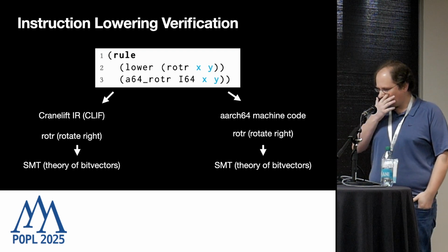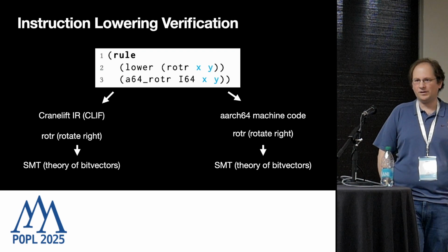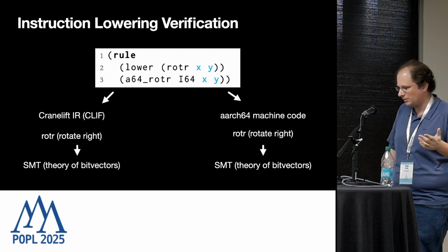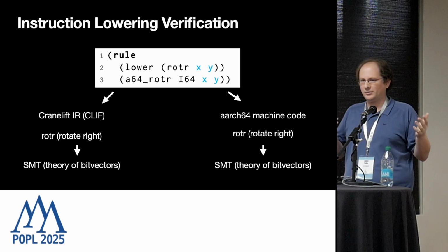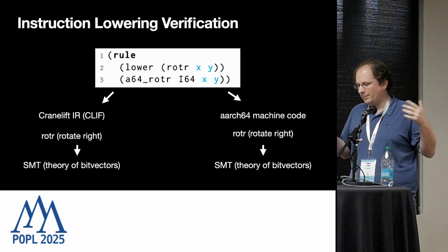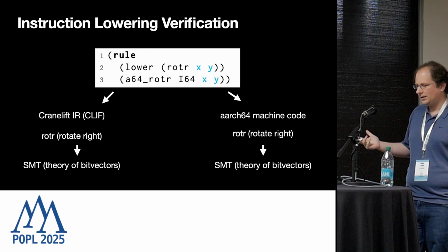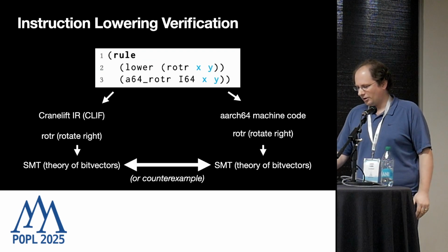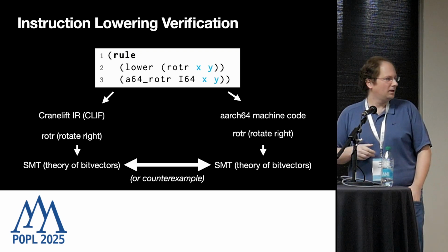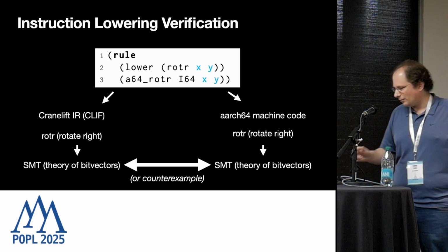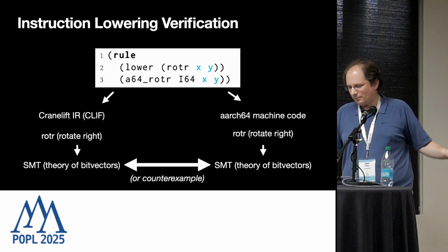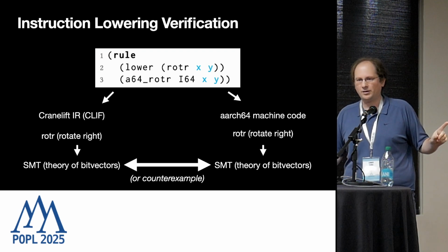And so the way that we might verify this, you could imagine, if we're using an SMT solver like Z3, is that we would have a theory of bit vectors formula for the semantics on the left-hand side and the right-hand side. And we would then just ask the solver, are they equivalent? Or if not, give us a counterexample. So that's actually kind of a high-level sketch of what we did. But there's a lot more that you need to do to make this work.